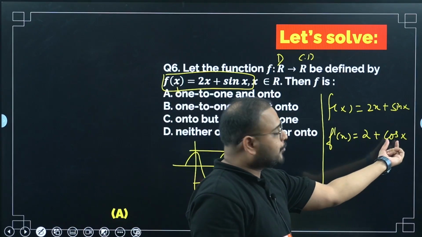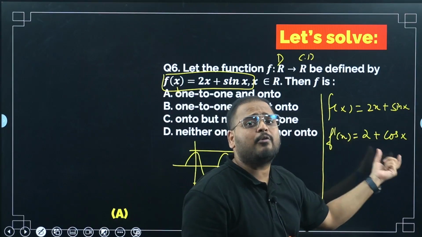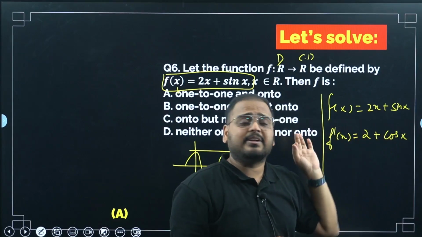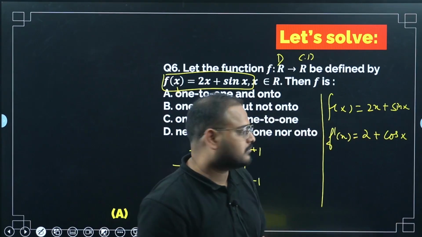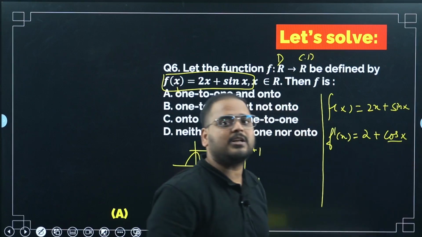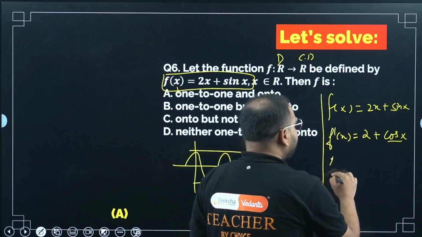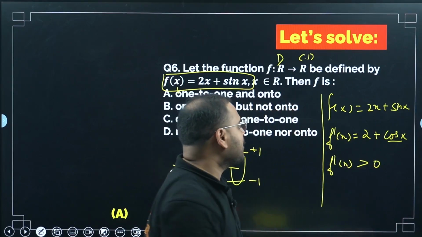Whatever value you put here for cos x, since I don't know x, how will I know what cos x is? But whatever you put, minus 1 or plus 1, our boundaries, this 2 will make it positive only. 2 minus 1 is 1, 2 plus 1 is 3. Either case, f dash x is positive, right, sir? f dash x is positive.